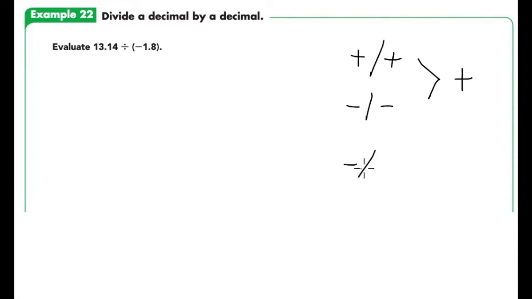And when you divide different signs, so a negative divided by a positive or a positive divided by a negative, that would result in a negative. In this problem, we have a positive divided by a negative, so our answer is going to be a negative. So we don't need to worry about any of the signs until the end. We'll just place that negative sign on whatever our quotient is when we divide.